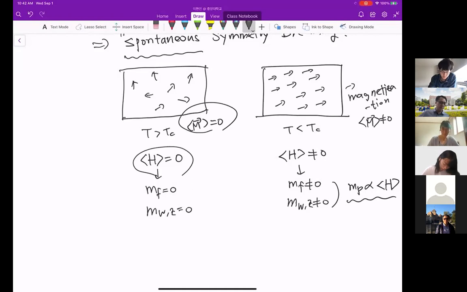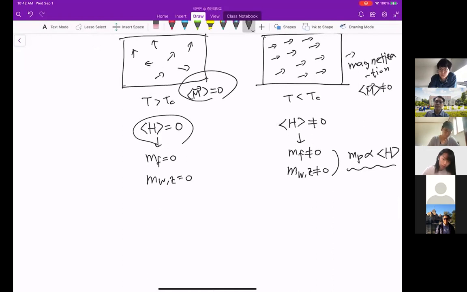Is the Higgs vev dependent on temperature, like the magnet? Yeah, that's a good question, yes. So we can think about the Higgs mechanism as a dynamical process. Depending on the temperature, we don't know how, because this is a phase transition, right? From no magnetization to magnetization.